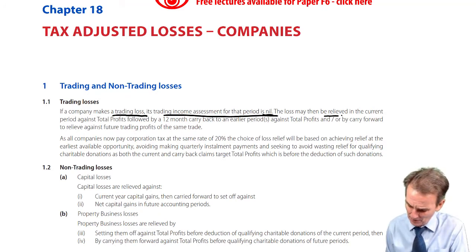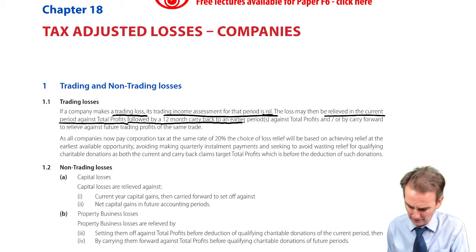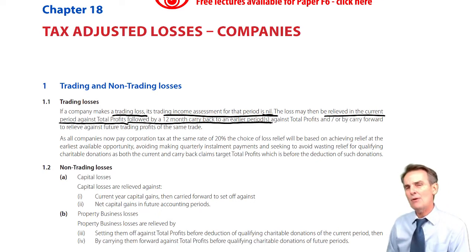The loss may then be relieved in the current period against total profits, followed by a 12-month carryback to an earlier period or periods. I keep going on about the 12-month carryback, and that should usually be the previous chargeable accounting period. Yes, it should be, because usually it's a 12-month period, a year end that we prepare the corporate tax computation for.